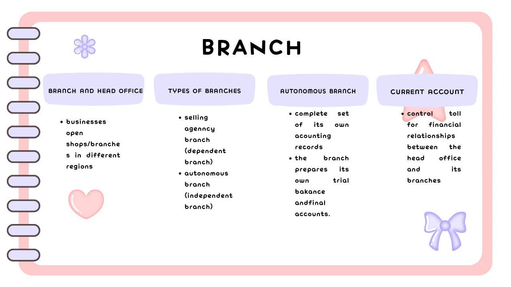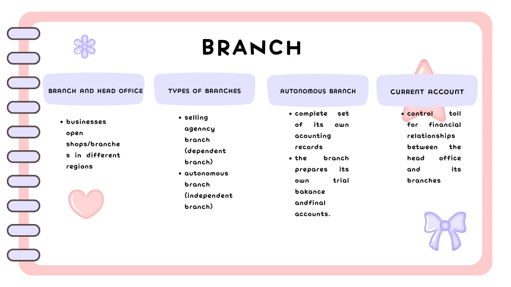Next topic is branch. Branch and head office. It is a business that opens shops or branches in different regions to increase its sales and profit. The activity of a branch is still controlled and monitored by the head office. There are two types of branches. One is the selling agency branch, two is the autonomous branch.